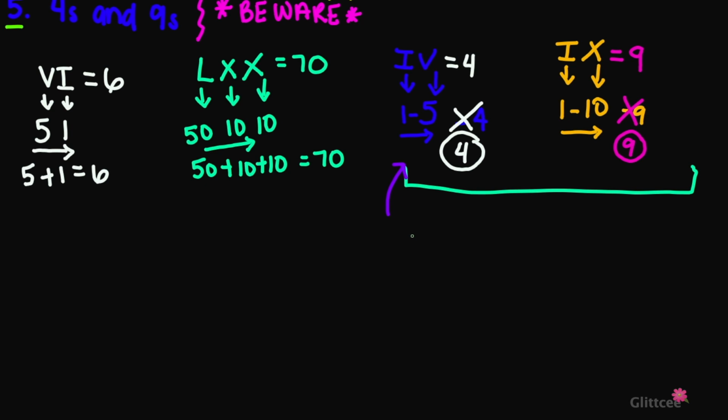Let's look at this example up here. Because we got IV, we said IV is 4. If you did not switch it, then you would have ended up with VI, and VI is 6. Same with this example here. We know that IX equals 9. But if I did not switch my numbers, that means I would have been left with XI, and that equals 11. So let's get into some more examples.